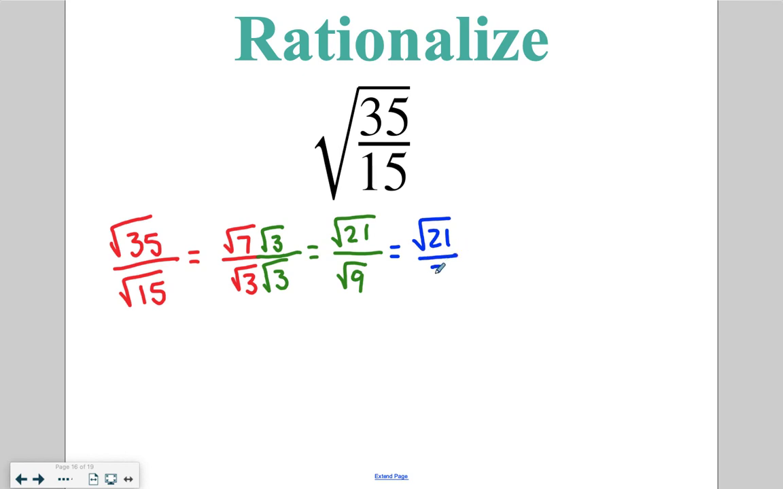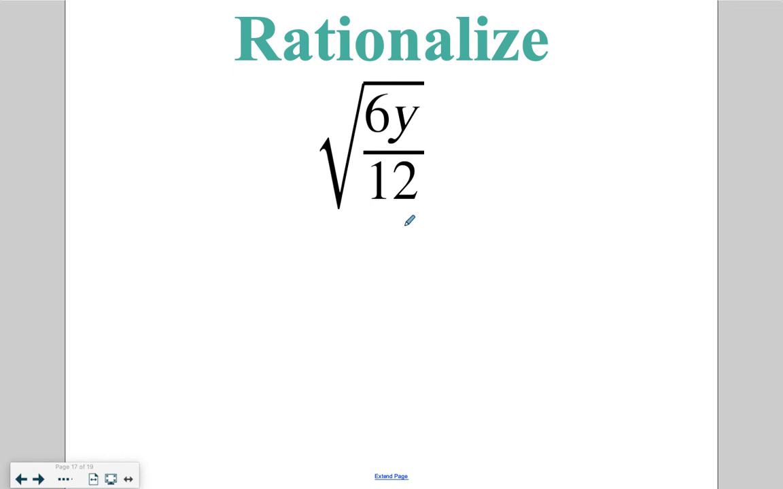over 3. So again, to rationalize, you need to multiply the top and the bottom, numerator and denominator, by whatever was in the denominator, and then continue to simplify. So we got square root of 21 over 3.